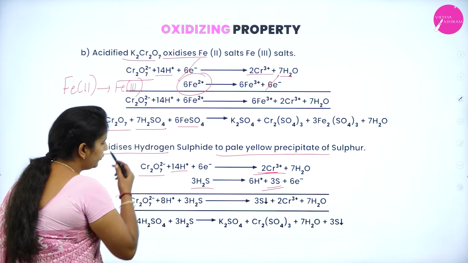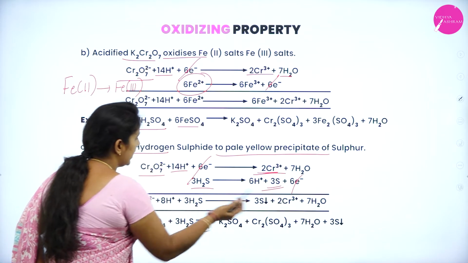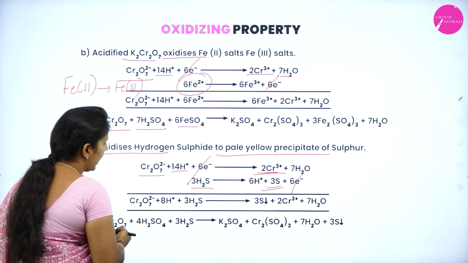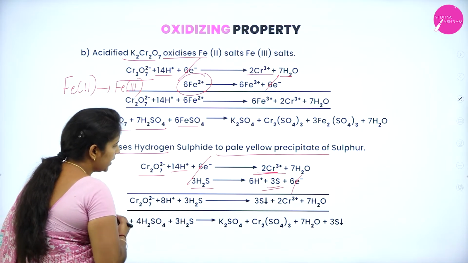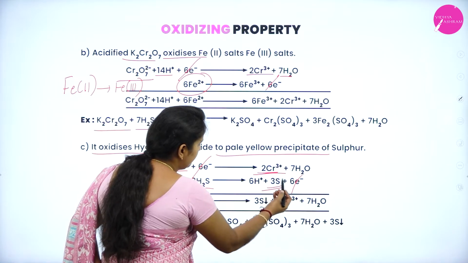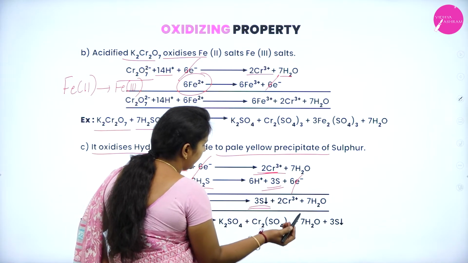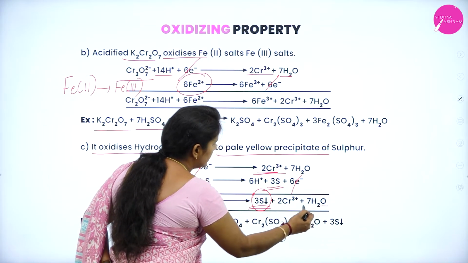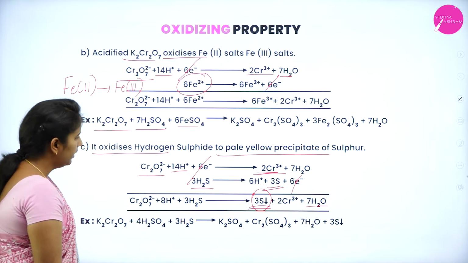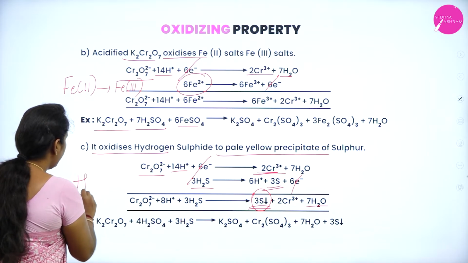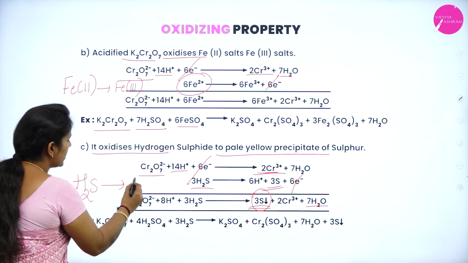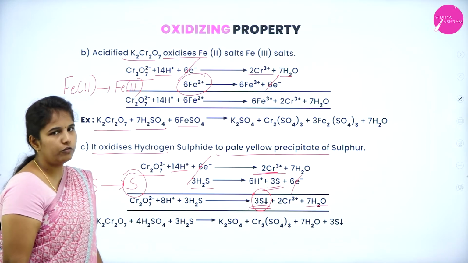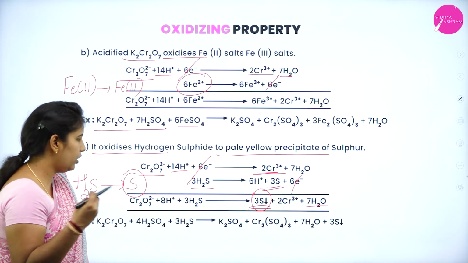Sulfur. Now if you write the entire reaction where 6 electrons and 6 electrons will get cancelled out, Cr2O7 2- and 8H+ plus 3H2S give rise to 3S, this is a precipitate, the sulfur will get precipitated out, with the formation of 2Cr3+ and water molecules. This indicates that this hydrogen sulfide gets oxidized to sulfur. So the sulfur will be obtained in the form of what? Precipitate, which is yellow in color.